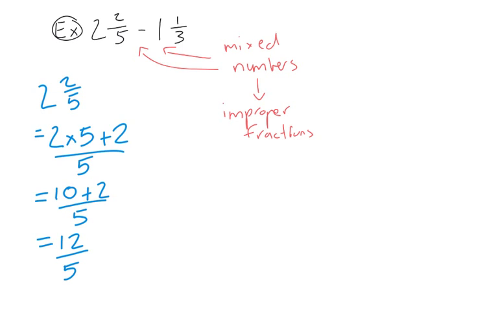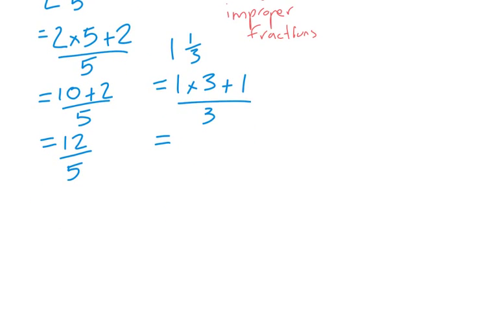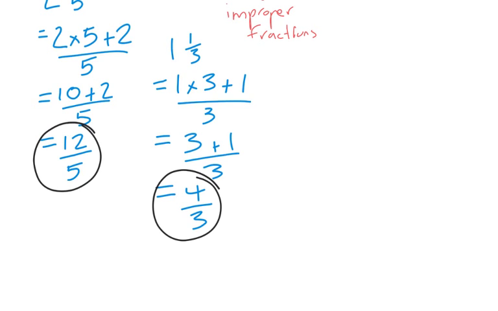Okay, now we're going to take a look at the other fraction, which is 1 and 1 over 3. So again, we're going to take 1 multiplied by 3, add 1 to it, and the denominator is going to stay the same. It's going to remain 3. You want to use your BEDMAS here. I'm just going to move that to make some space. So 1 times 3 is 3, plus 1 over 3. Now you want to go 3 plus 1, which is 4, and the denominator stays the same. So what we've done is we've just converted our mixed numbers into improper fractions.